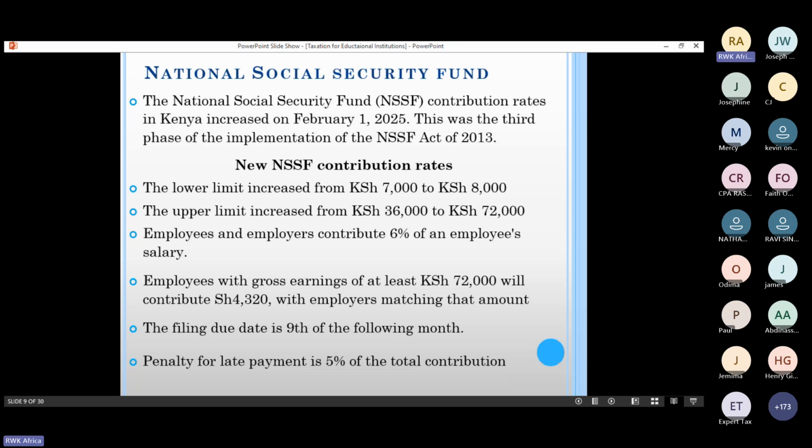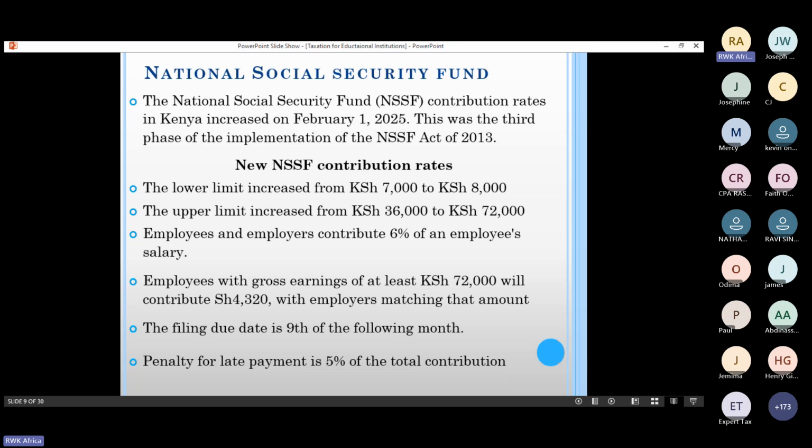So once this phase is over, they are going to introduce different rates. Initially, we used to contribute 200 as the NSSF contribution per month, but now we can see the changes that have resulted, because currently the contribution rate is 6% of the employee's salary. So it has increased from the initial 200. We had the first phase, it increased. Then now we have the other phase, which is the second phase we are in.